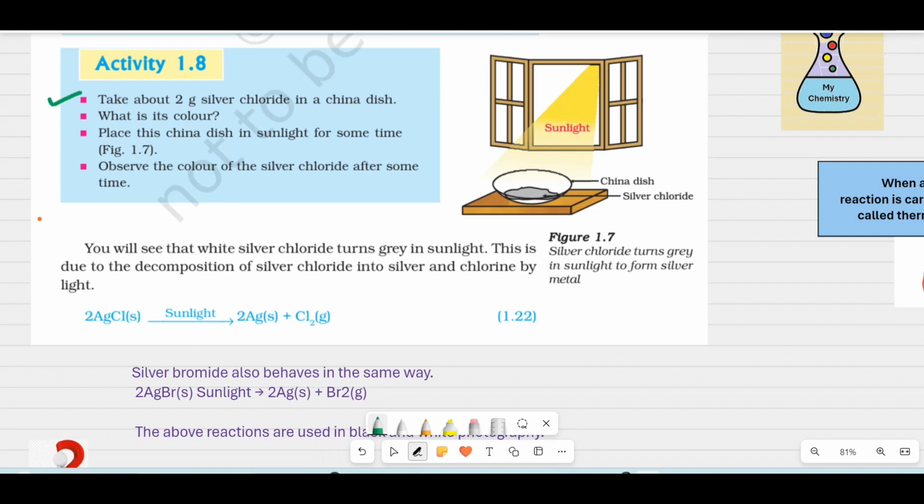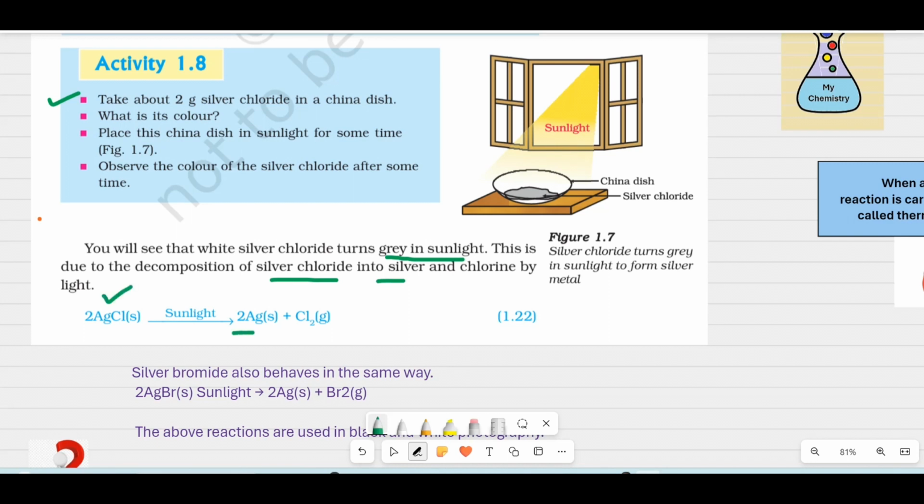Place this china dish in sunlight for some time. Observe the color of the silver chloride after some time. You will see that silver chloride turns grey in sunlight. This is due to the decomposition of silver chloride into silver. AgCl, when you show it to sunlight, is decomposed to give silver and chlorine.